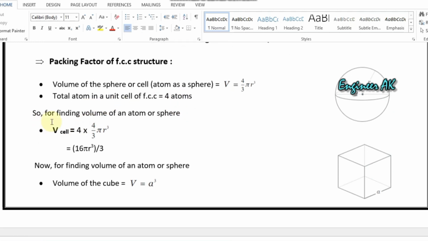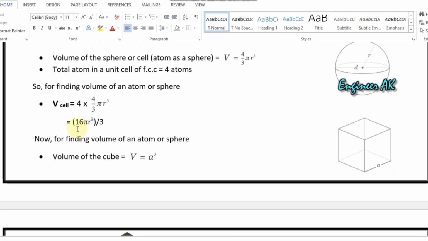So for finding the volume of atoms, we know that the volume of one sphere is 4 by 3 pi r cube. There are 4 spheres or 4 atoms in FCC, so we will multiply it by 4, right? So it will give us 16 pi r cube divided by 3. This is the volume of the atoms.